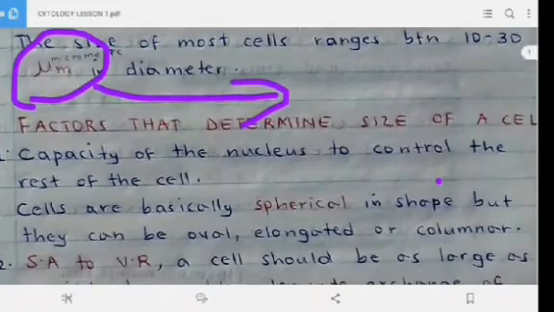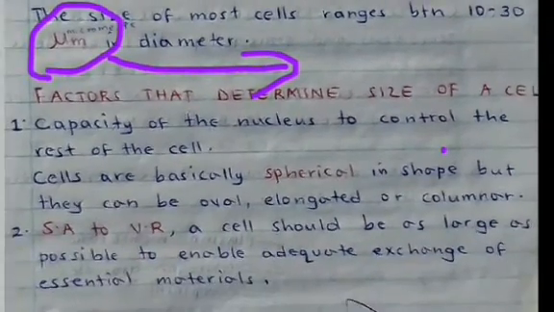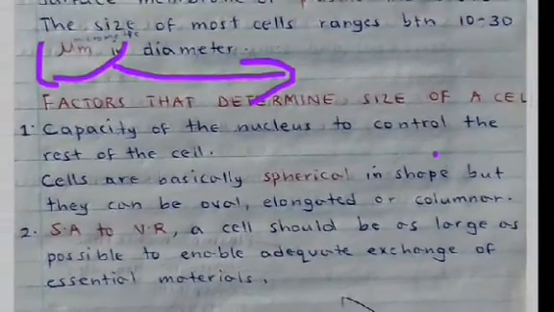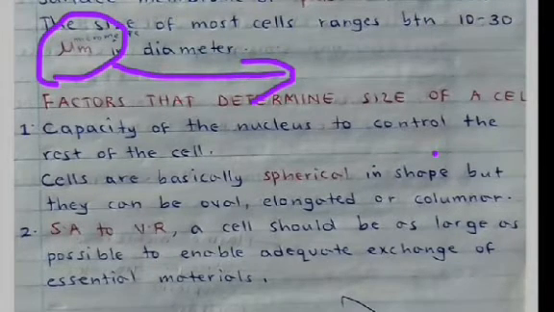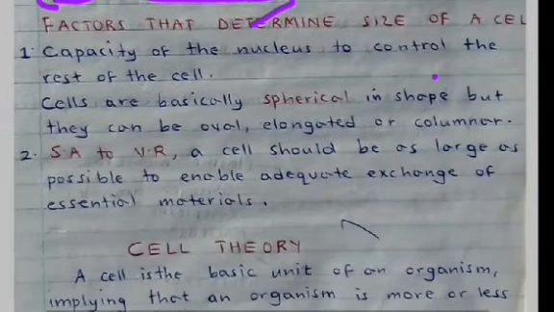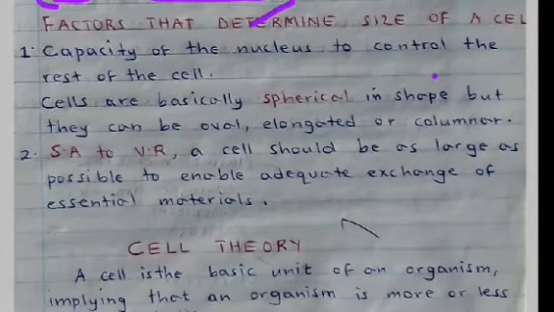So now we are coming to the factors that determine the size of a cell. What factors determine whether a cell is big or small? The first one is the capacity of the nucleus to control the rest of the cell. How big is the nucleus to control the rest of the cell? Then the other one is the surface area to volume ratio. A cell should be as large as possible to enhance adequate exchange of essential materials.